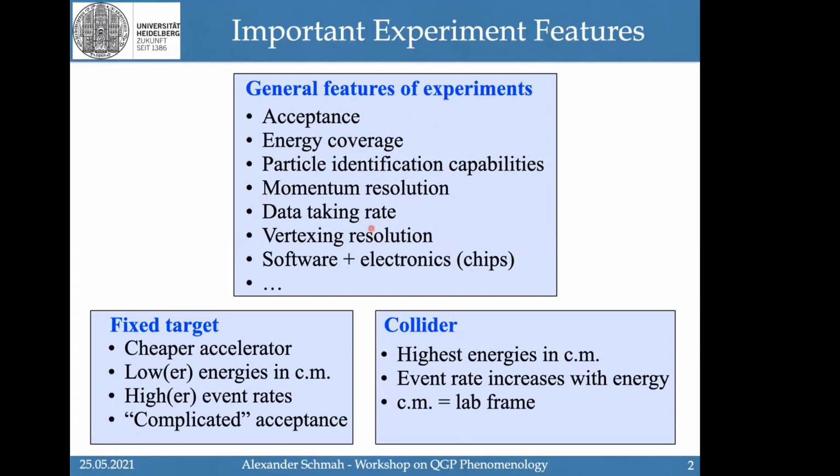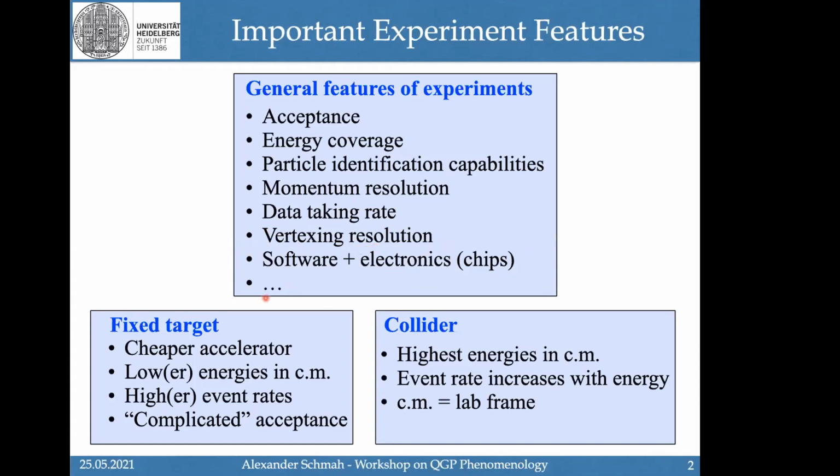Data taking rates have become more and more important over the last 10, 15 years for looking into rare probes like D mesons and so on. Software and electronics, for example chip development, is of course also a huge topic. I'm not going to talk about those things in detail here. This would be a talk for itself, but you can imagine that there is an interaction between detector technology and the software and electronics you have.